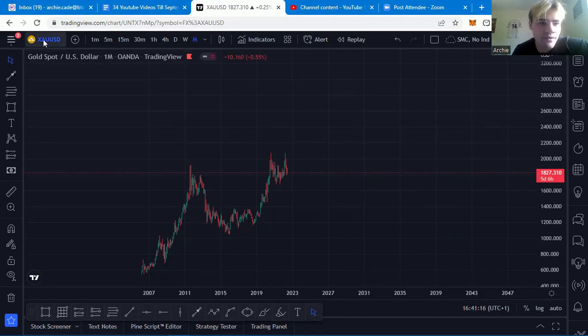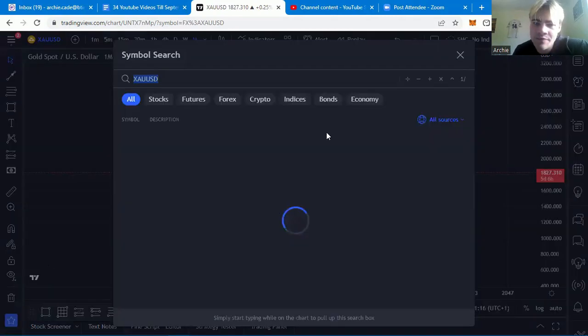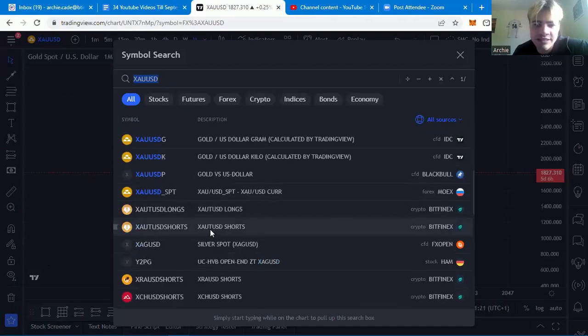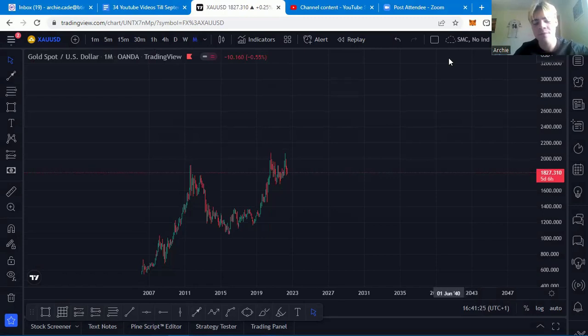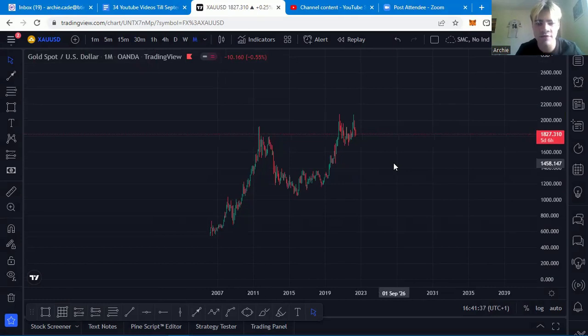So here on the left hand side, we can clearly see all of the different brokerages that are providing gold. Me personally, Oanda is the best for what I've been using my strategy. It's been best for being able to visualize some of the things that I like to see as confluences when I take a trade. So starting off, let's take a macro view.